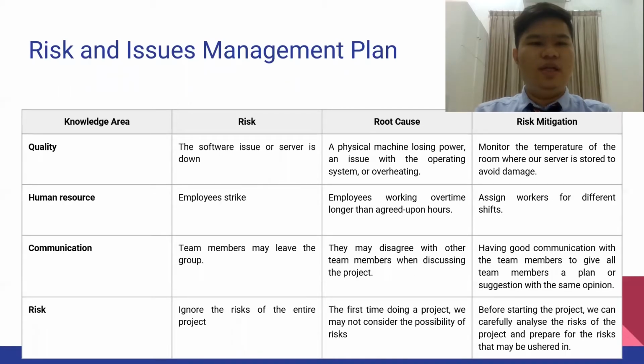And the next knowledge area is quality. And the risk is software issues or the server is down. And the root cause of this risk is a machine losing power, issues with the operating system, or overheating. And the risk mitigation is we should monitor the temperature of the room where our server is stored to avoid damage.